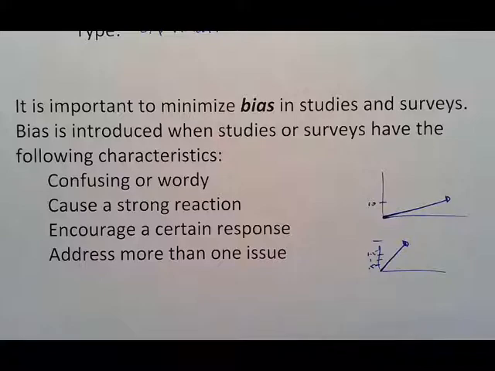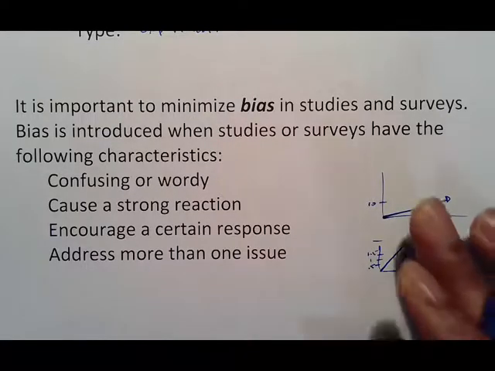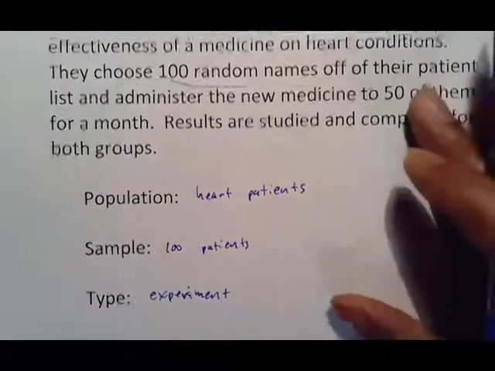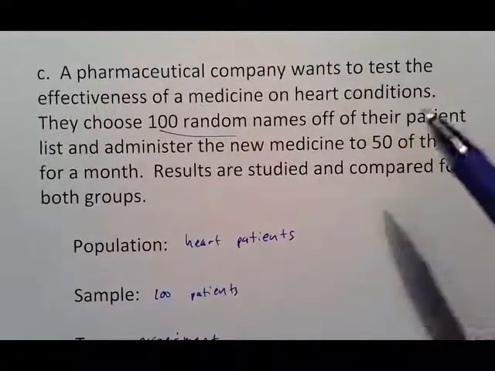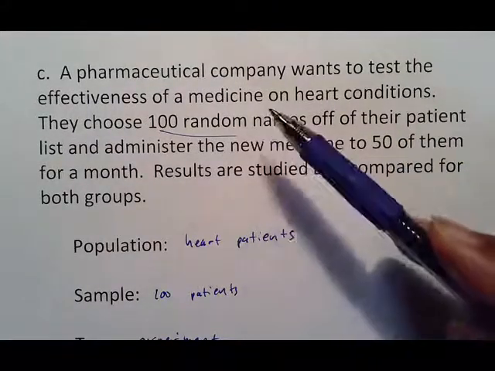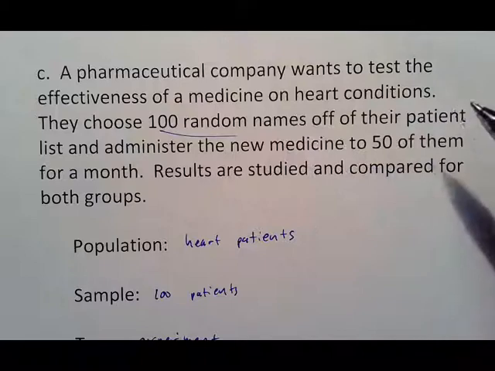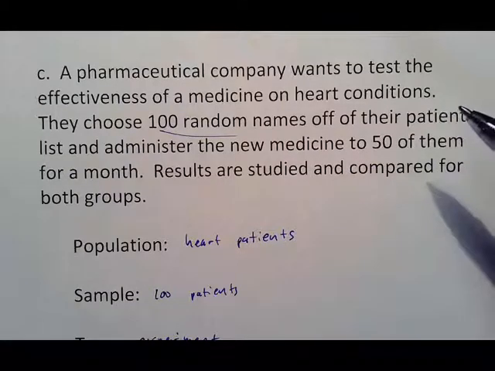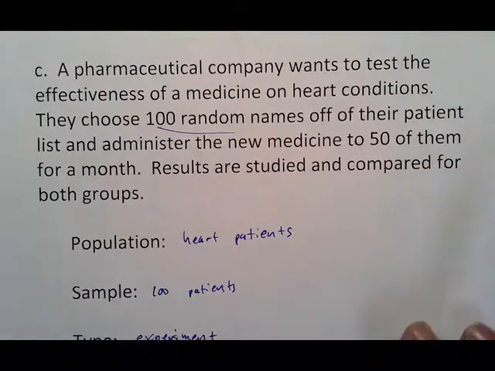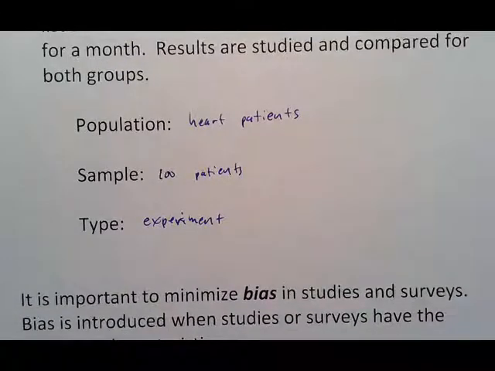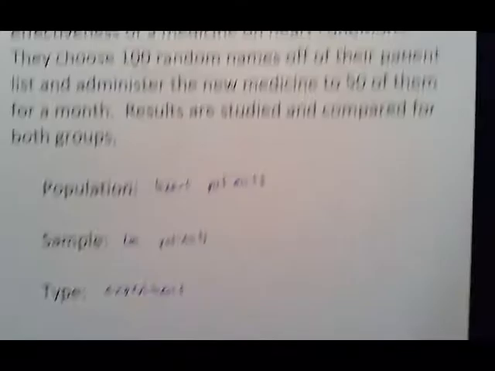You can't do an experiment to check the effectiveness of the medicine and the life expectancy, because that's testing more than one thing. Whenever you're trying to get a statistic on something, you have to be very specific on what it is you want to know.